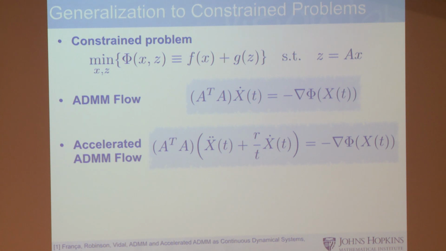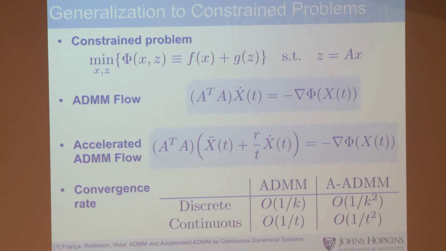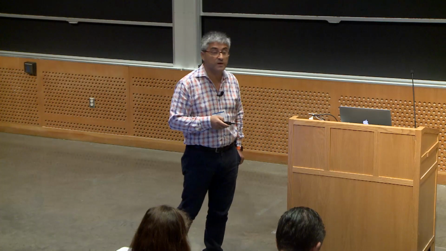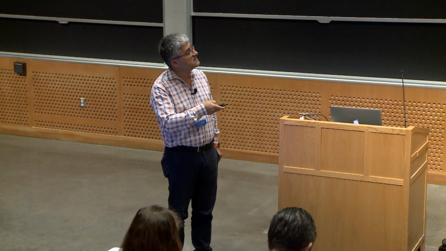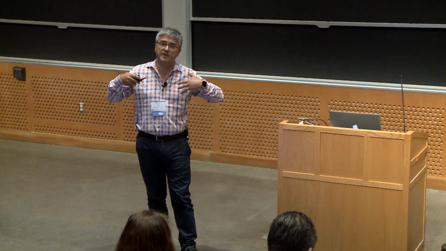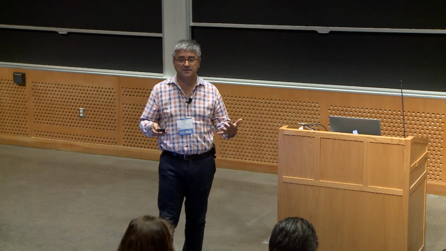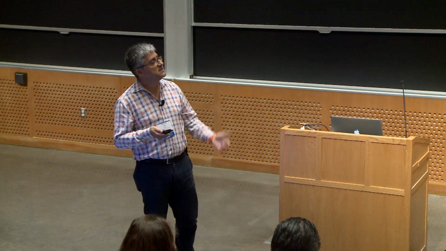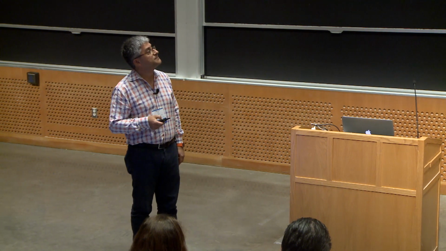Using tools from Lyapunov stability, you can derive convergence rates. For ADMM it is 1 over k and 1 over t, and for the accelerated version it is 1 over k squared and 1 over t squared. Interestingly, this rate wasn't known before. Again, these rates are derived independently. The analysis for the discrete algorithms is different from the analysis for continuous algorithms. So you're just showing that you have matching rates, but it's not yet the case that the continuous analysis tells you something about the discrete analysis.